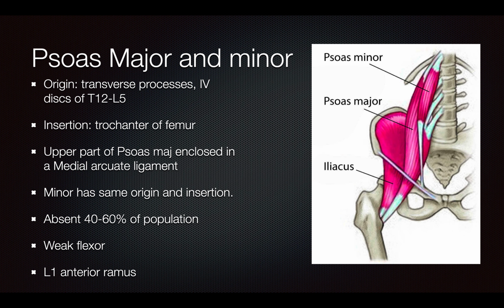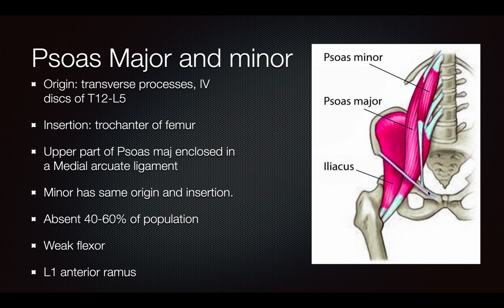Okay, so the psoas major and minor, the origins are essentially the same. The transverse processes of the lumbar region and the intervertebral discs of T12 to L5, and it inserts into the lesser trochanter of the femur. The upper part of the psoas major will be enclosed in the medial arcuate ligament, and then the minor will have the same origin and sometimes the same insertion. Other times it can be inserted into the ischium.